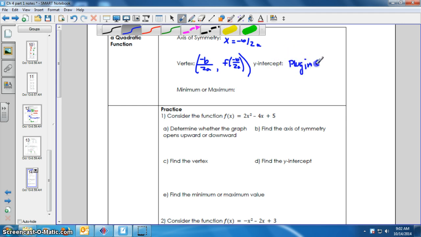Plug in 0 for x. That gives us the intercept. We've done that before. And then we just talked about minimum and maximum. That's when it's opening up or down. We look at that vertex point.